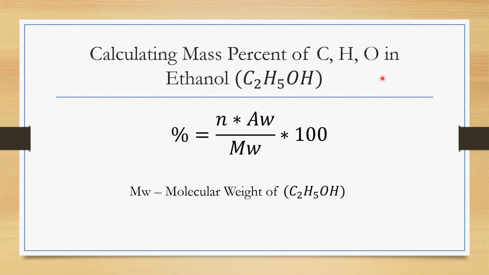In this slide, we will start calculating the mass percent of ethanol, C2H5OH, and we will be finding the mass percent of carbon, hydrogen, and oxygen. First, we'll start with the base formula. As we discussed in the previous slide, percent is equal to N, which is the number of atoms multiplied by the atomic weight of that element, divided by the molecular weight multiplied by 100. So first, in this example, we will be calculating MW, the molecular weight of C2H5OH.